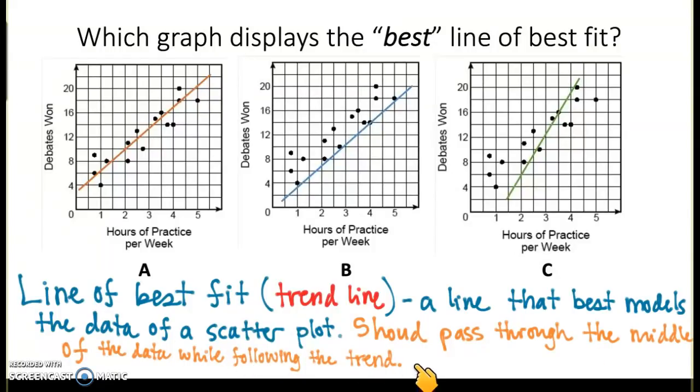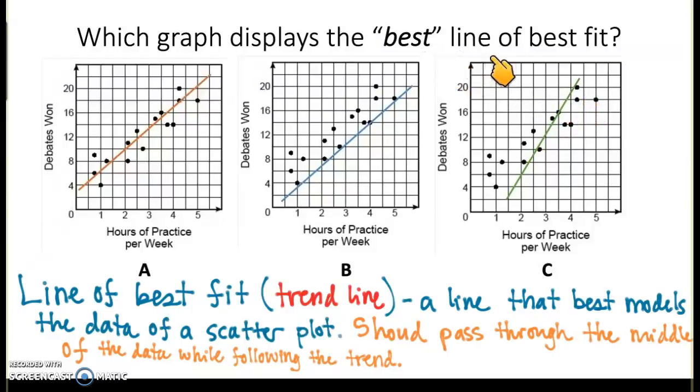So when we observe the three scatter plots, we can see that the orange line is passing through the center or the middle of the data, and it's also increasing just like those points. The blue line is still increasing, but it's passing beneath all of the points. And then the green line is increasing, but it's increasing far faster than these points are.